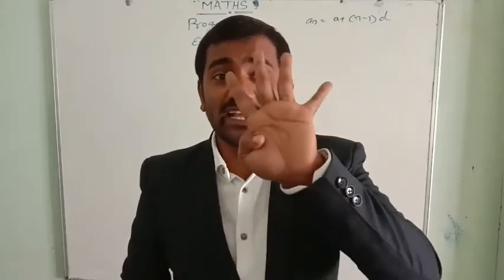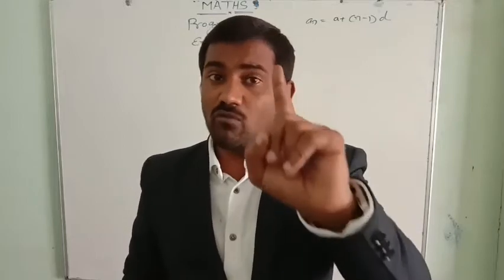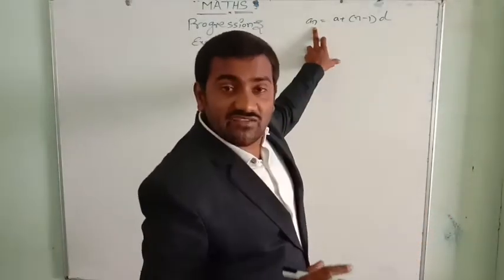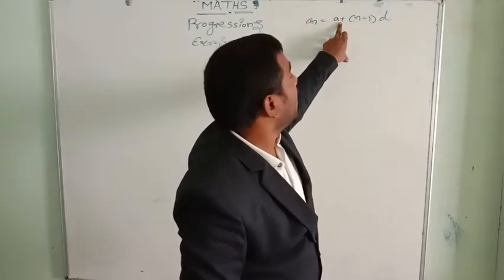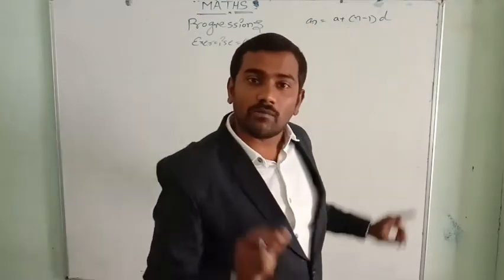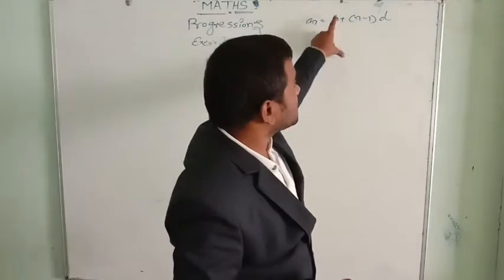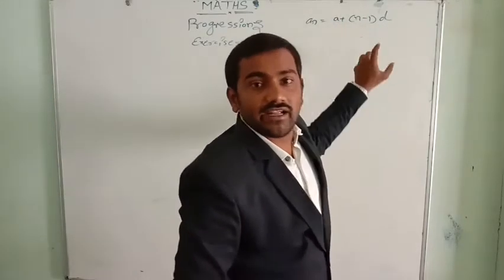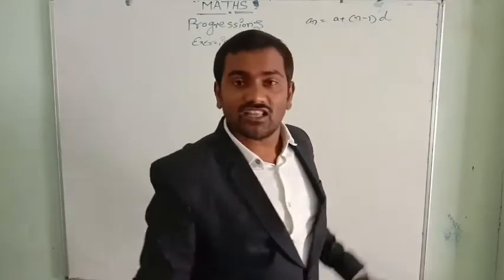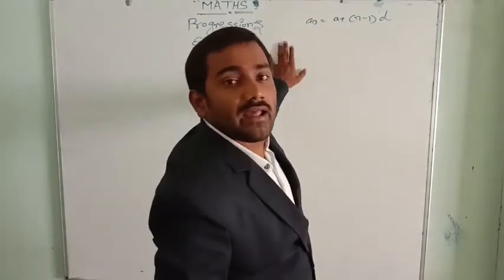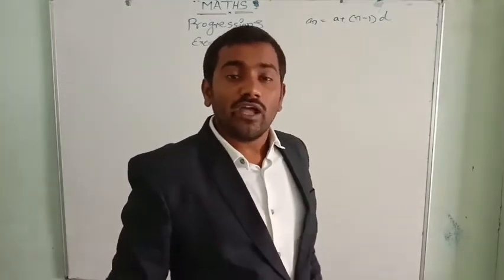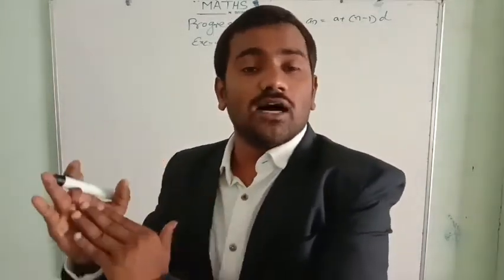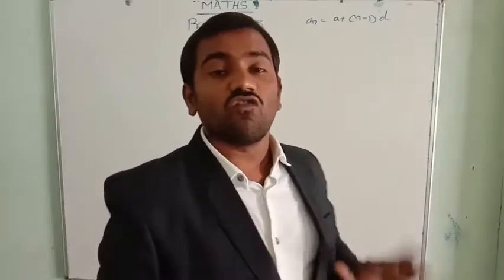If you know any 3 of these, we can find the one more unknown term. If a, an and n are given, we can find the common difference. Or if a, n and d are given in the question, we can find an. So if any 3 terms are given, we can find the fourth unknown term by using this formula.